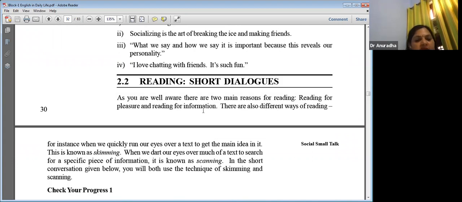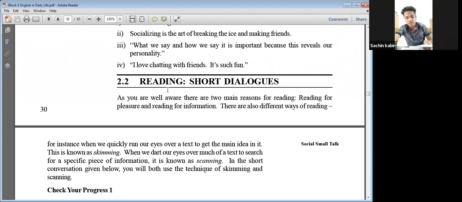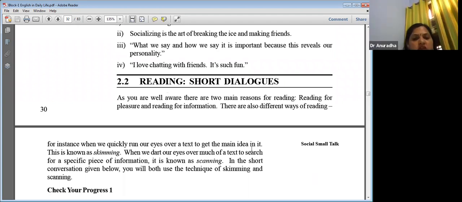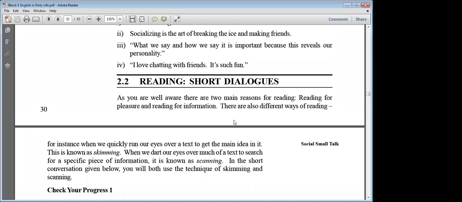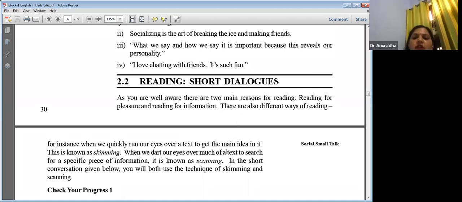Then reading passage is there. So, as you are well aware, there are two main reasons for reading: reading for pleasure and reading for information. We do readings because of two reasons. Either we are into reading, हमें अच्छा लगता है reading क्योंकि हम writer हैं. The one who writes very good, he is always a good reader. और या फिर हम just sake of information, कोई magazine पढ़ते हैं, newspaper पढ़ते हैं. Or the main objective of reading is most of the times to improve your vocabulary. So there are two different ways of reading.